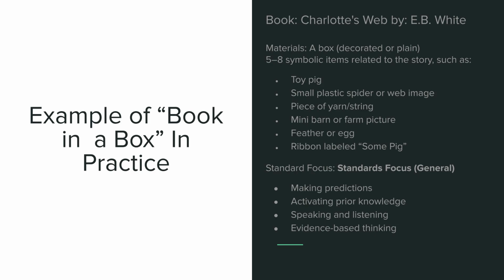So maybe you're going to use a toy pig that represents the character. Maybe you're going to use a small plastic spider or a web image. You could use a piece of yarn and explain that the yarn or the string is going to be an important part of the story. You might have a mini barn or a picture of a farm to represent the setting. There could be a feather or an egg to represent some of the things that happen within Charlotte's Web. Maybe you'd have a piece of ribbon that you make and label it "some pig" and explain that those words are going to be a really big deal in this story.